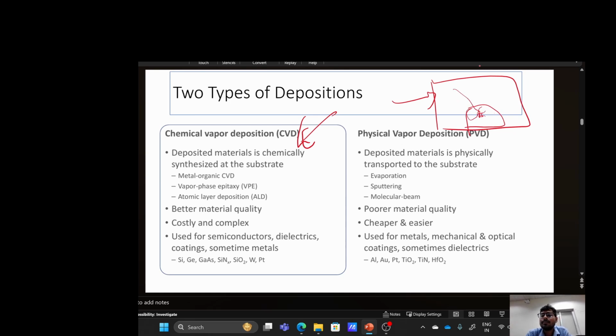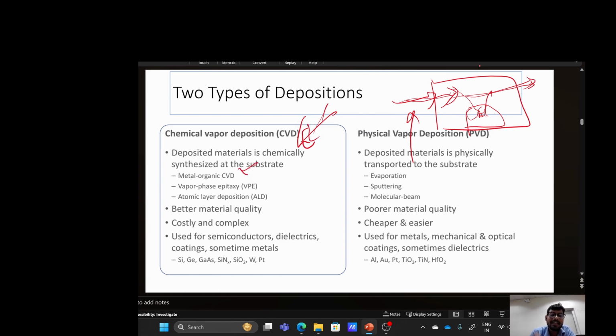There will be some products going out at the same time, because there is a continuous flow of the precursor along with nitrogen or some carrier gas. So this is what we can do by chemical means. We will go into the detail in the subsequent slides.